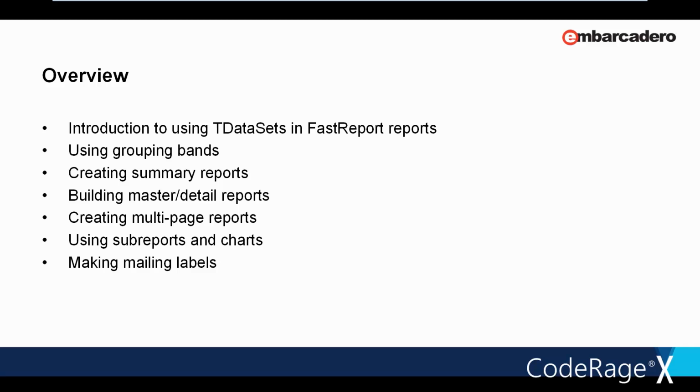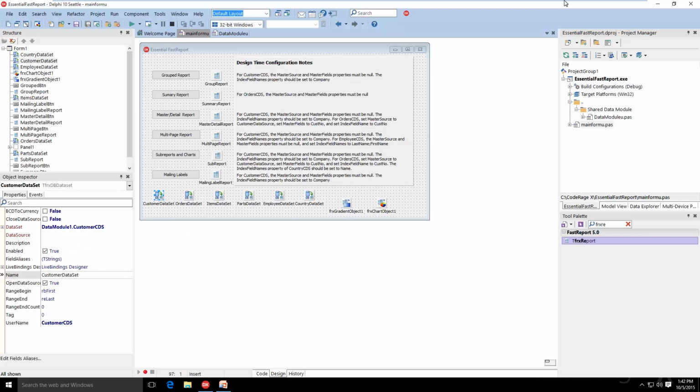FastReport is the reporting tool that ships with RAD Studio and has done so since the RAD Studio release of XE2. In this presentation, I'm going to begin with a cursory introduction to using TDataSets in FastReport reports. I am then going to focus on the types of reports that are most common in business applications. These include reports that use grouping bands, reports that create summary reports, master detail reports, multi-page reports, reports that include subreports and charts, and mailing labels. That's the last slide I'm going to use. We're going to spend the rest of our time looking at FastReports and RAD Studio.